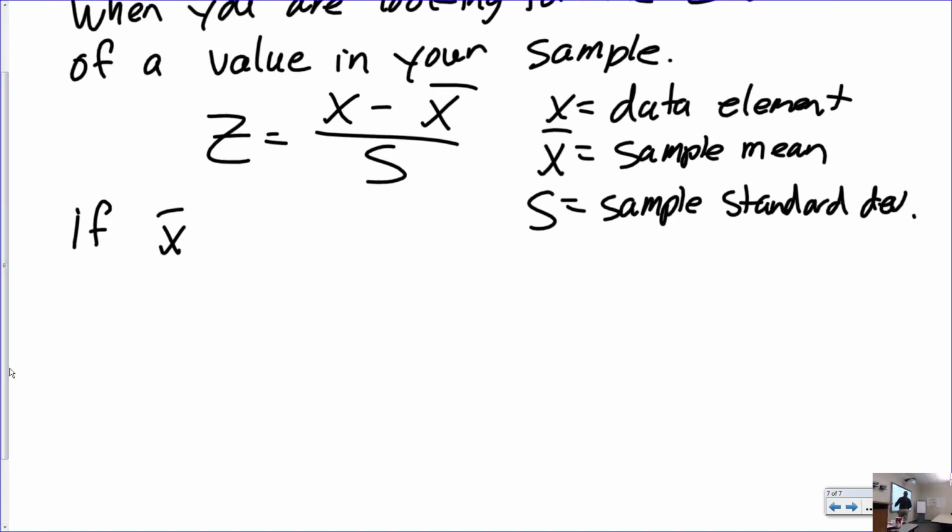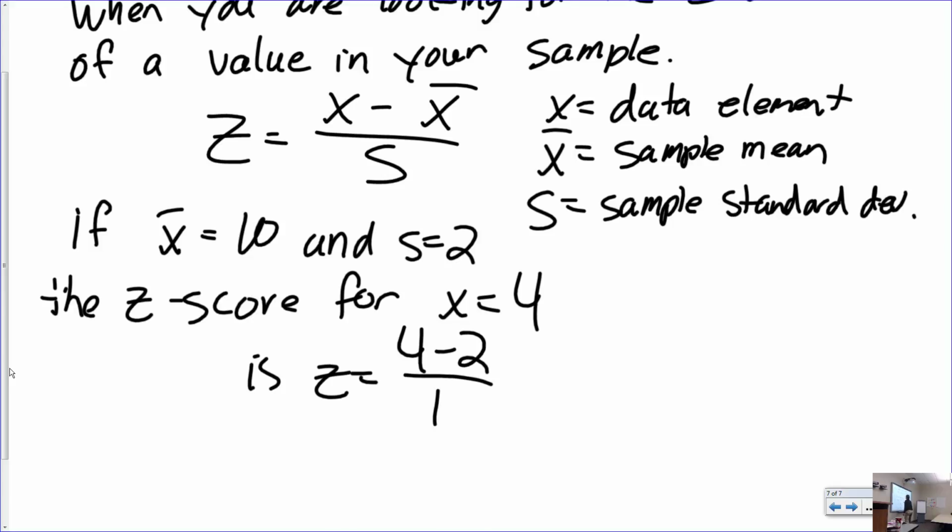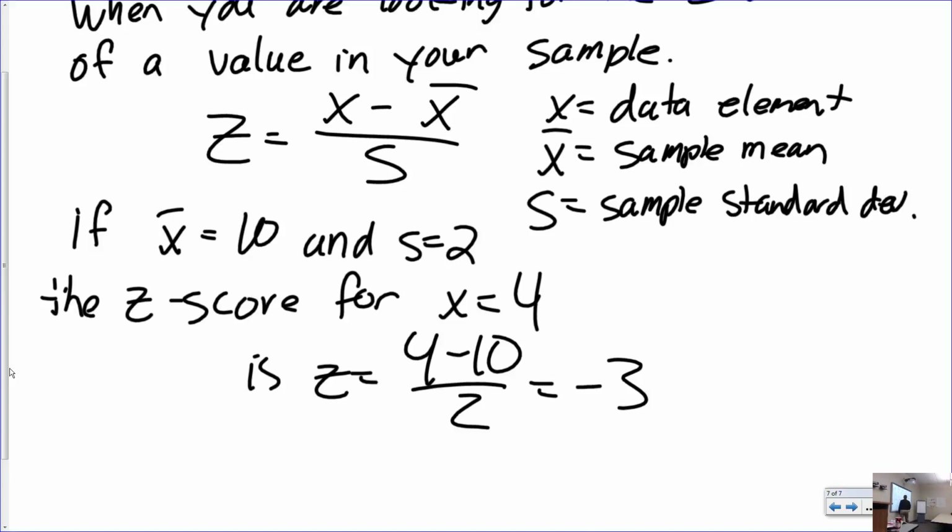So the idea is, if x bar equals 10 and s equals 2, the z-score for x equals 4 is 4 minus 2 over 10. Except backwards. 4 minus 10 over 2. Can't even plug the right numbers in. 4 minus 10, negative 6. Take half of that. Negative 3. And we will learn what that negative 3 means in chapter 6.